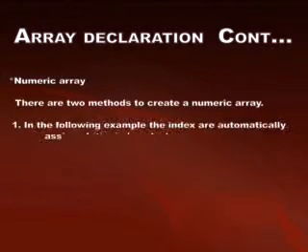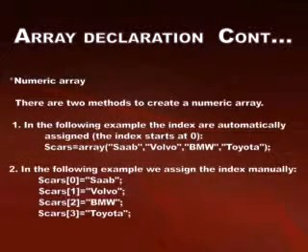A numeric array stores each array element with a numeric index. There are two methods to create a numeric array. One way is that the index is automatically assigned starting from 0. The other is that the index is assigned manually.